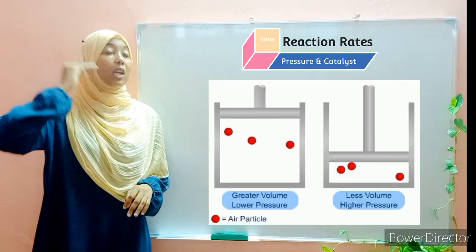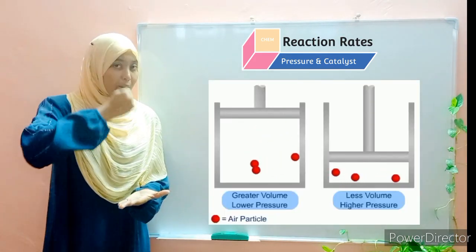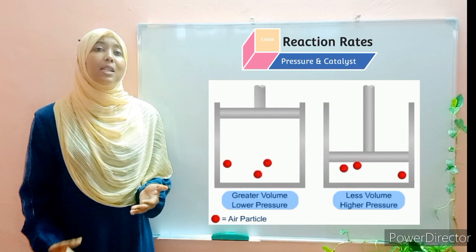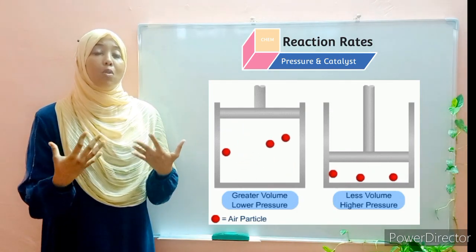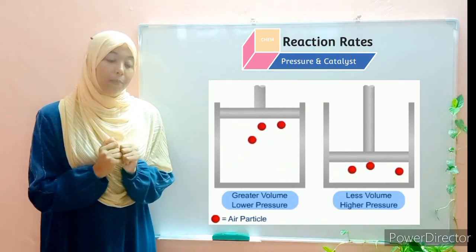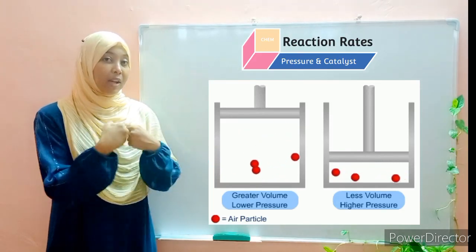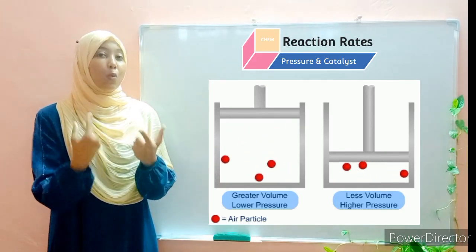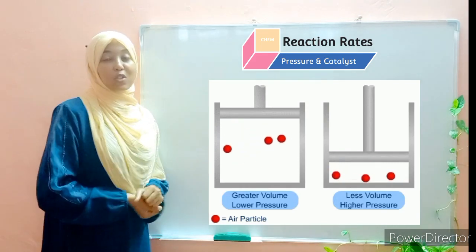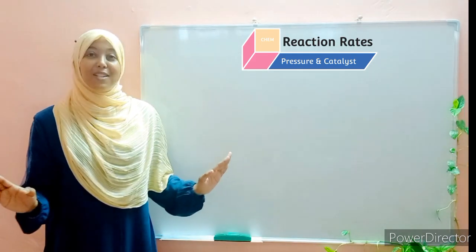Now if you were to increase the pressure by compressing the volume, what happens is that you will be bringing the particles of a gas closer to one another. So this of course increases the chances of effective collisions happening, which in turn speeds up the rate of a reaction. So that is that.